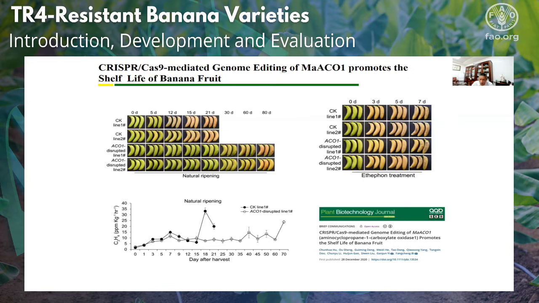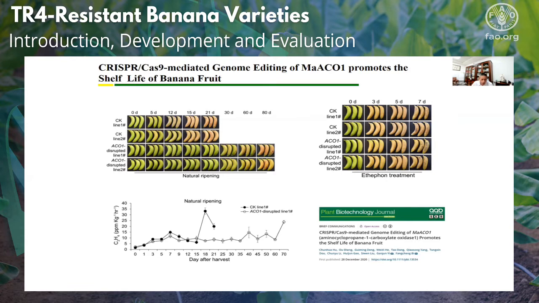If you look at this, we used aspirin treatment, and you can find the banana can ripen normally, almost the same as CK.